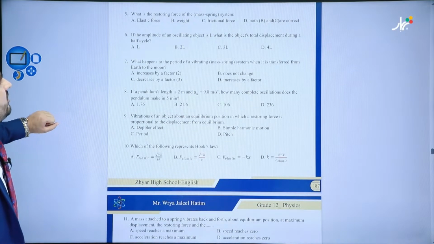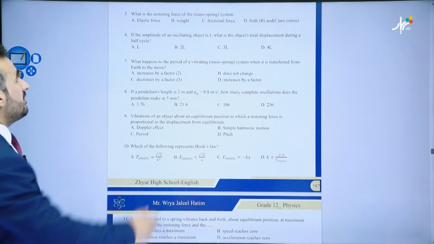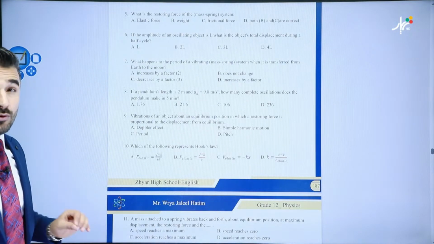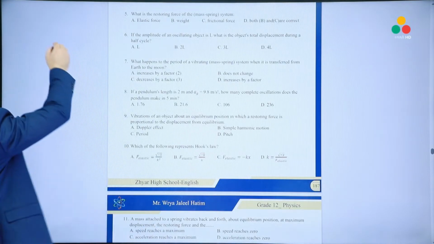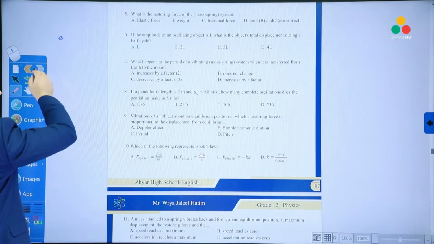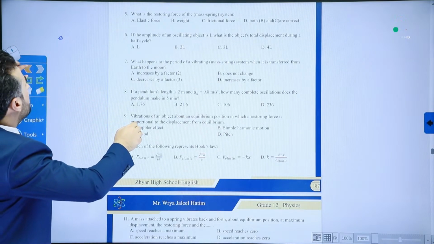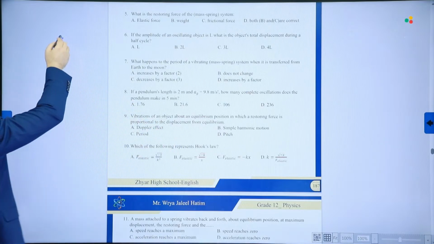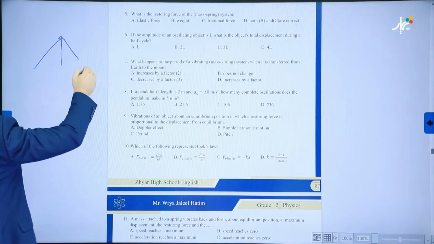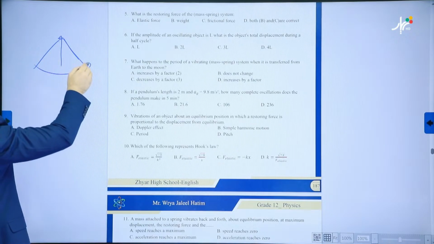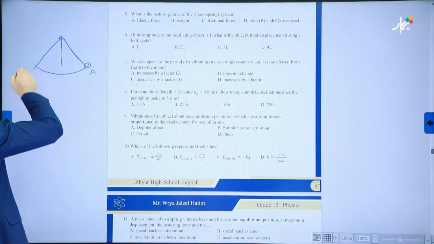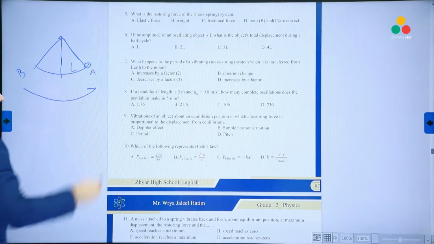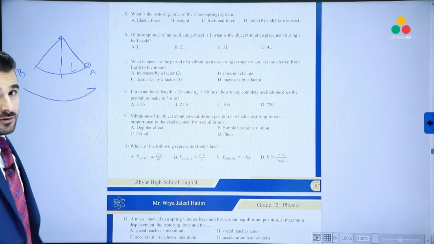Okay, and then if the amplitude, by the way, take a look. If the amplitude of the oscillation of the object is L, what is the object's total displacement during a full cycle? Let me do this one again. For a pendulum, or any oscillating object with an amplitude, it could be a mass spring system, that doesn't make any difference here. So let's say here's an object oscillating. It starts at point A, goes to point B, and then all the way back to point A. If this amplitude is L, what is going to be the total displacement?